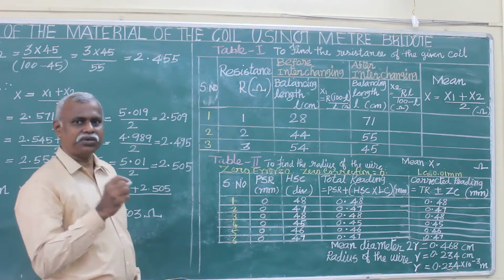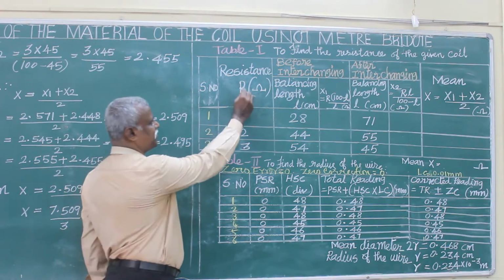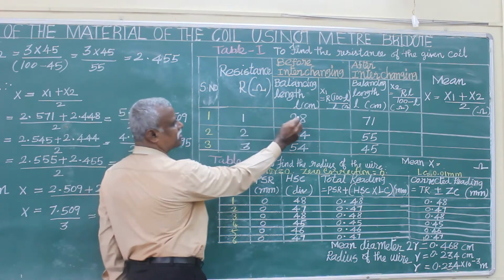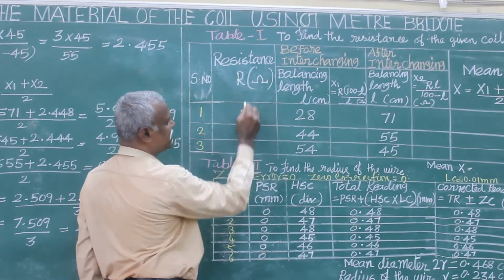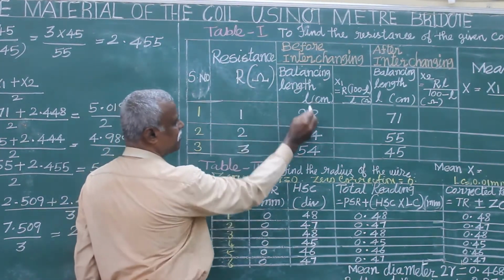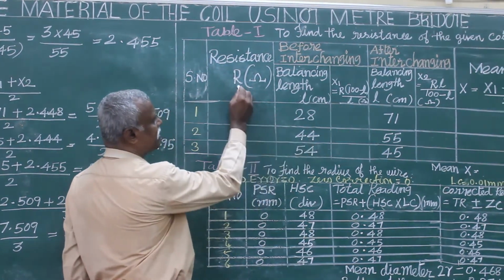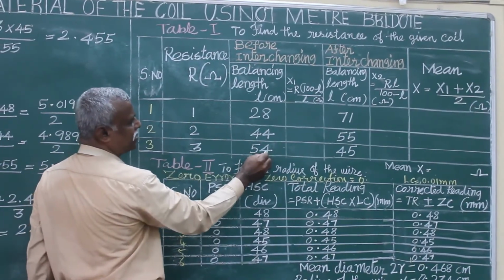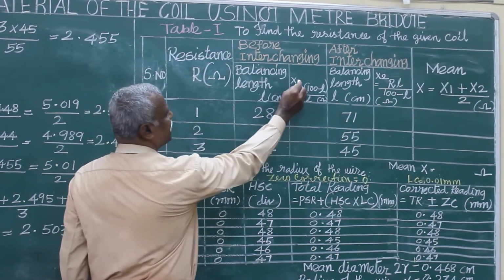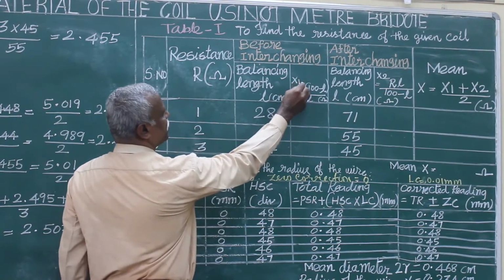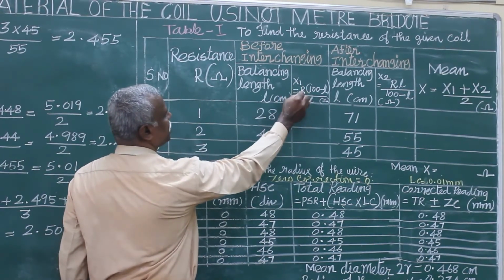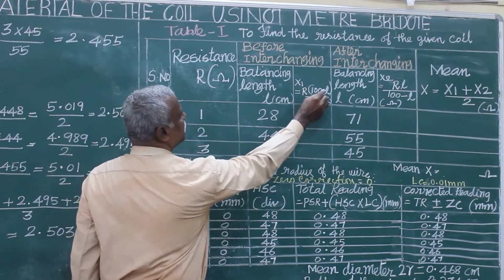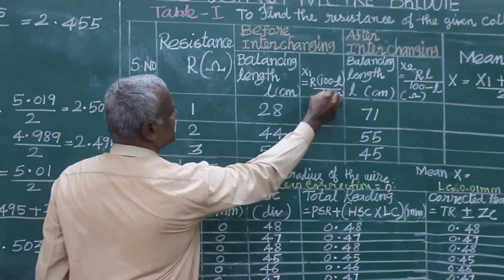Okay, already note down the readings. For resistance 1 ohm, you are getting the balance length of 28 cm. For resistance 2 ohm, you are getting the balance length of 44 cm. For resistance 3 ohm, you are getting the balance length of 54 cm. Now, you have to find out the x1 value. The formula is x1 equal to R into 100 minus L by L, where L is the balance length.